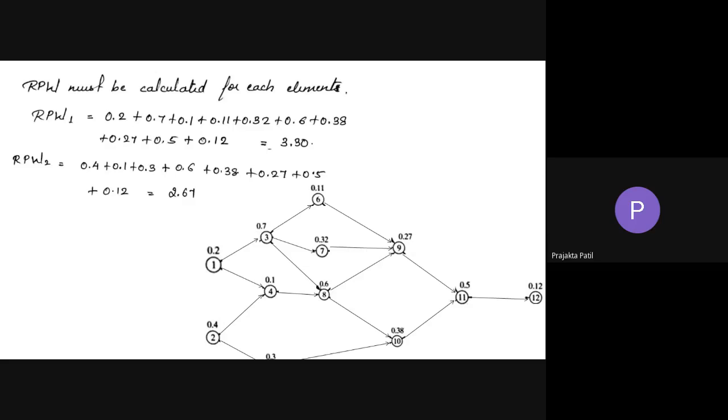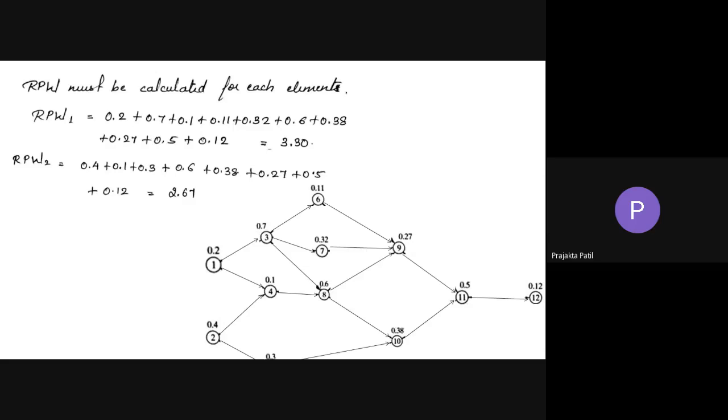So the RPW value for the first work element will be 0.2 plus 0.7, because 3 is put after 1. After that, it is also connected with 4, so there is 0.1. Next, there is 6, because all of these are linked, right? You follow the arrows till the end and go on summing all the Tek values. After that, you have 6, which will be 0.11. Likewise, you have 7, you have 8, then you have 9. You also have 10, that is 0.38, because it is all connected to 1, right?